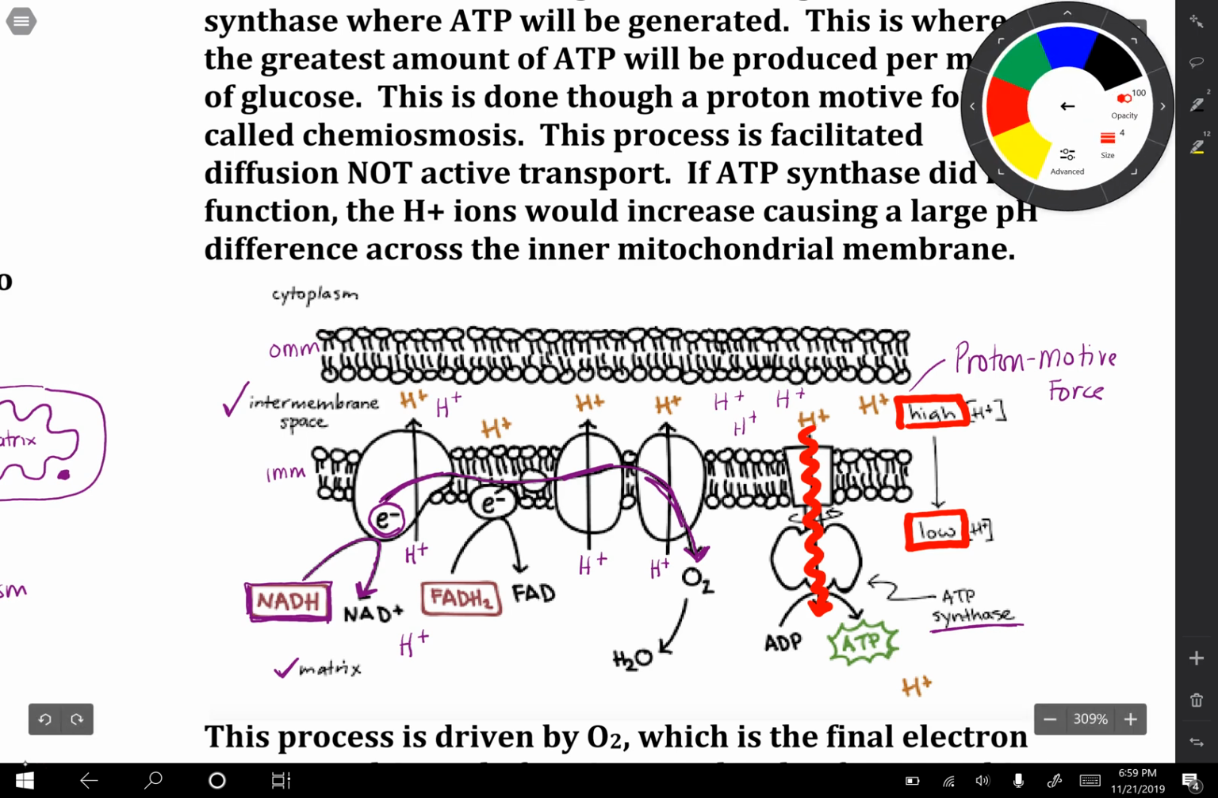And because they're doing that, this is not a pump. This is actually diffusion. Because you're coming through this ATP synthase, it's going to be called facilitated diffusion. And it's going to have an even more fun name called chemiosmosis.